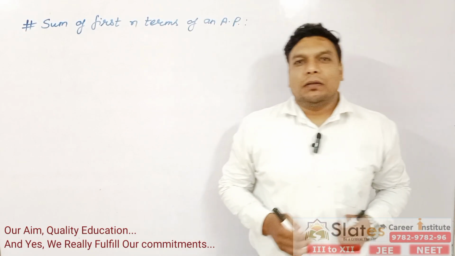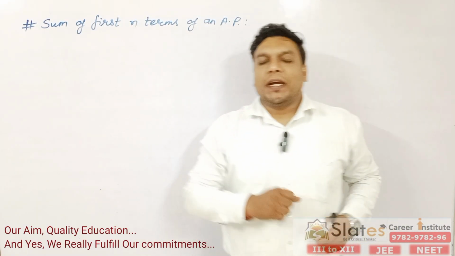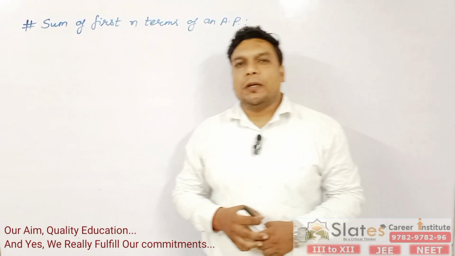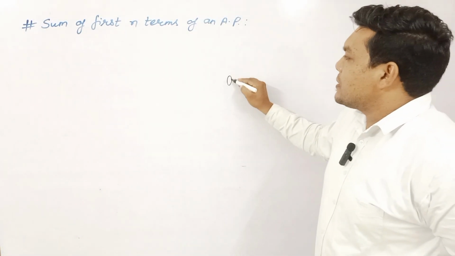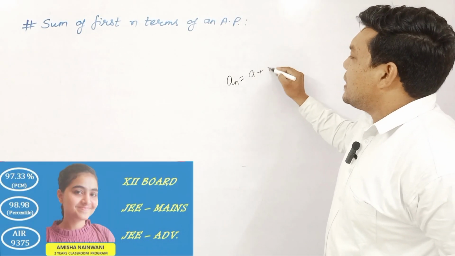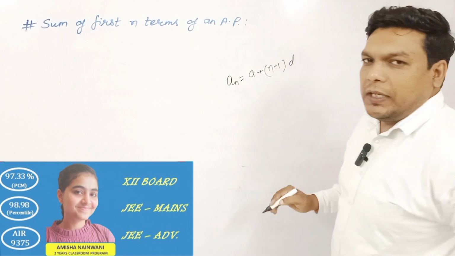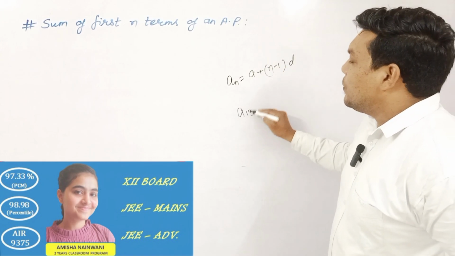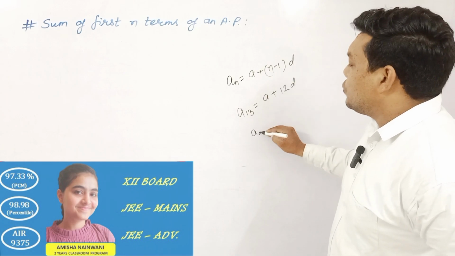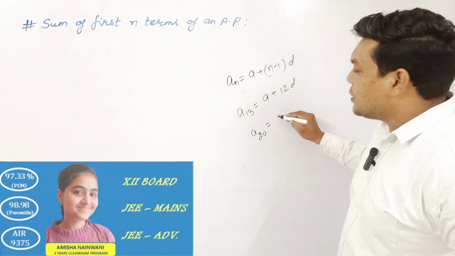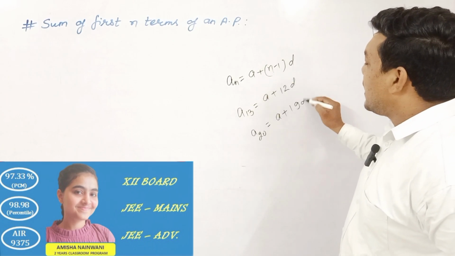Till now, we have seen what is nth term of an AP, how we identify an AP. The nth term of an AP is an equals a plus n minus 1 into d. If you want to find the 13th term, you will write a13 equals a plus 12d. If you want to find the 20th term, you will write a plus 19d.